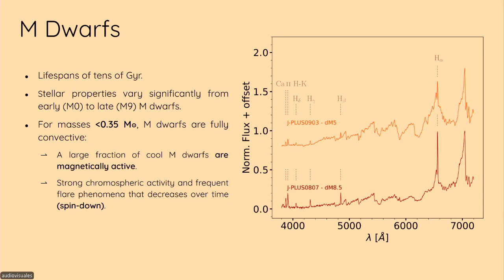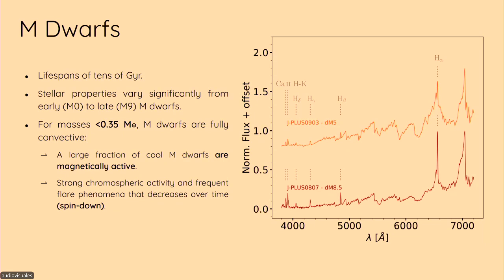But when they reach the main sequence, they start to spin down because of the loss of angular momentum due to the stellar winds. And as they spin down, they therefore experience a decrease in their stellar activity over time. This is known as the spin down of M dwarfs. And here in the figure, you can see an example of this activity.